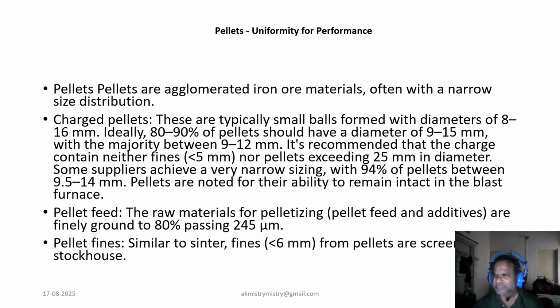One of their key advantages is their ability to remain intact in the blast furnace, contributing to stable burden permeability. Like sinter, pellet fines are an issue, with fines again defined as less than 6 mm screened out at the stockhouse. Interestingly, the raw material for pelletizing, known as pellet feed, is extremely fine, with 80% passing 45 micrometers.